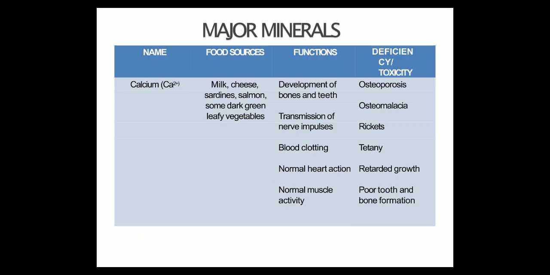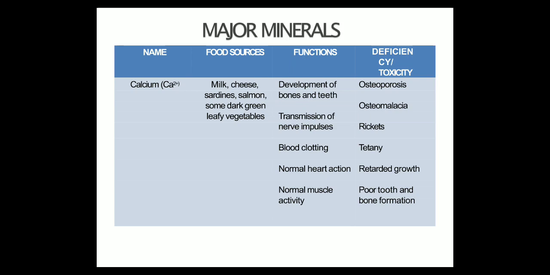Let's see the major minerals. First is calcium, and the food sources for calcium are first milk, another one cheese, sardines, salmon, some dark green leafy vegetables. Let's see the functions of calcium. First of all, it is helpful for development of bones and teeth. Secondly, transmission of nerve impulses. Third, for the blood clotting system. Fourth, normal heart action. And fifth, normal muscle activity.